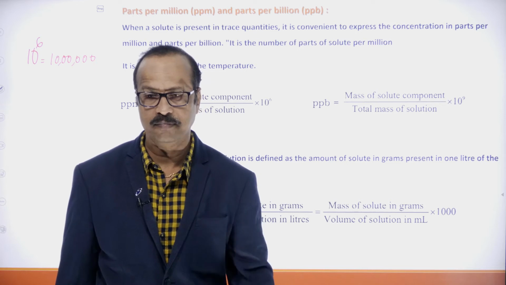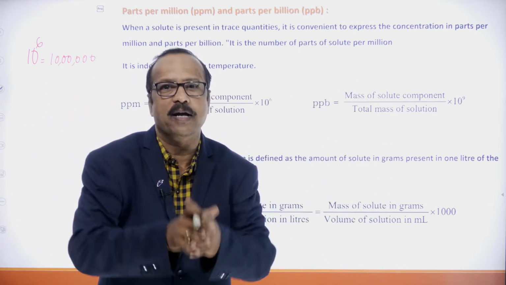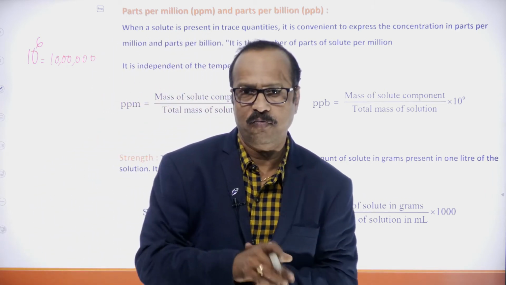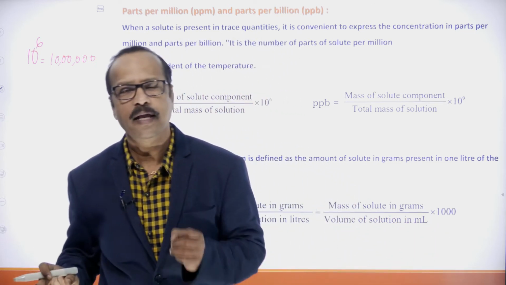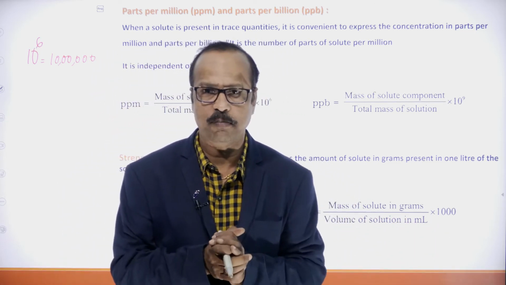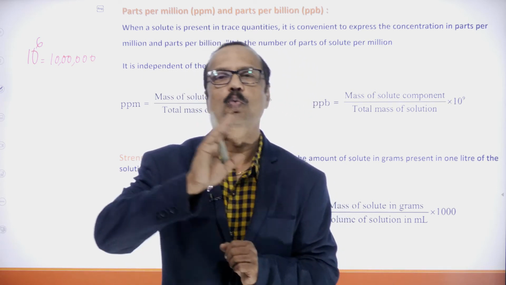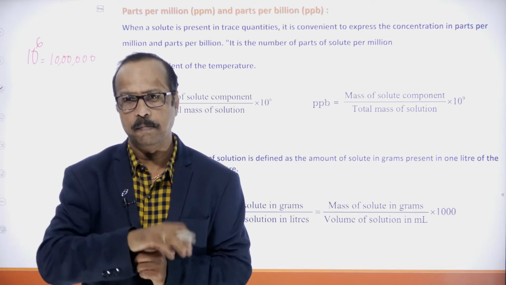If we have 10 lakhs of particles in total, and in that only 5 or 6 are some other particles, then to express the concentration of these particles, we can express it in terms of ppm or ppb.